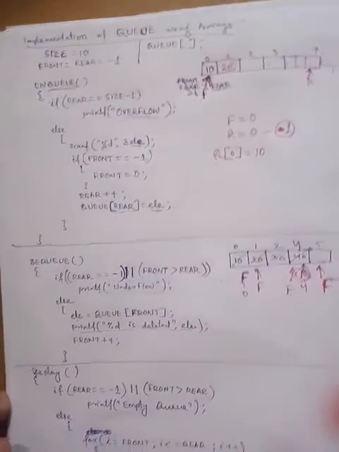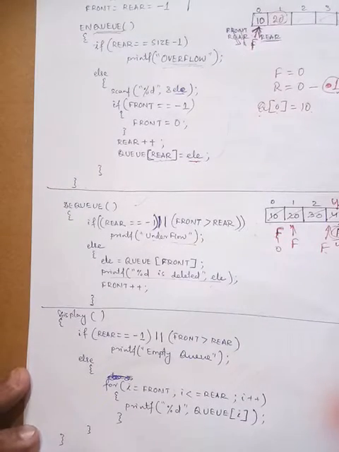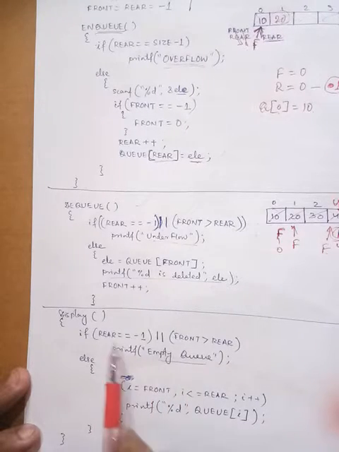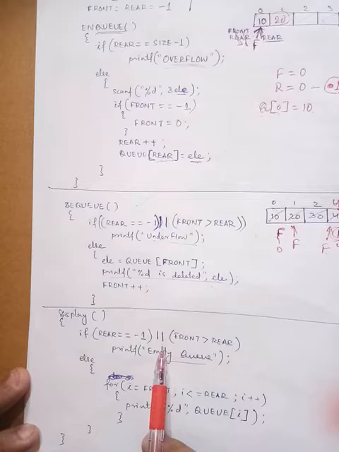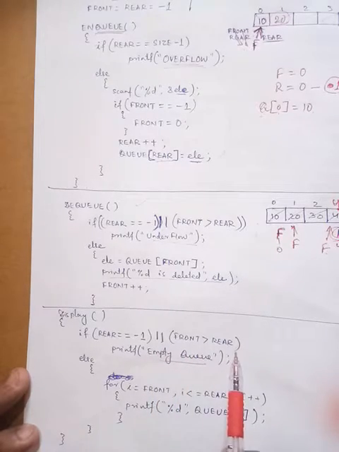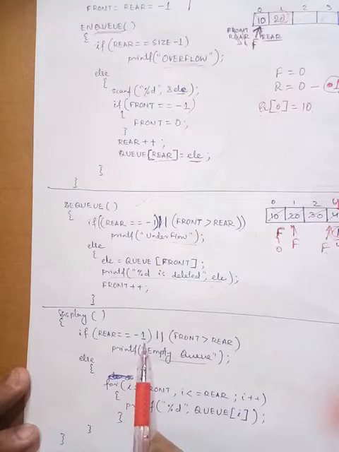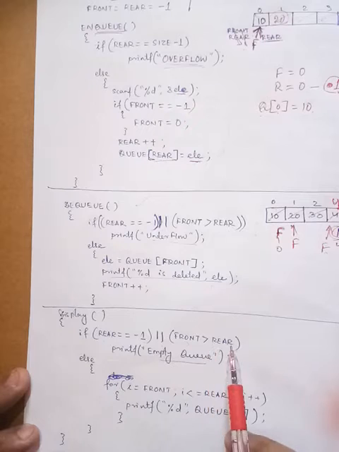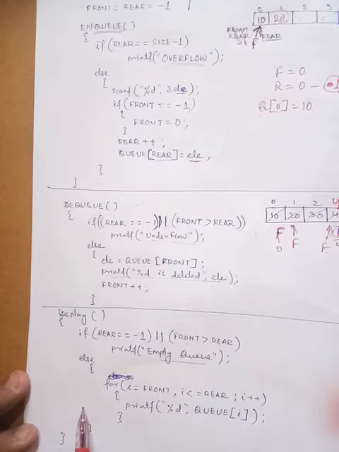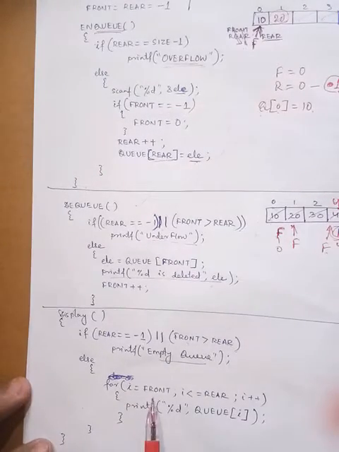Okay, now there is another operation to display, to access the elements. Here also you have to check the underflow condition. If rear is equal to -1 or, this is the logical or, front is greater than rear. Similar to this algorithm, rear is equal to -1 or front is greater than rear. This is the empty queue. Otherwise you can display. You have to access the element from the front end.